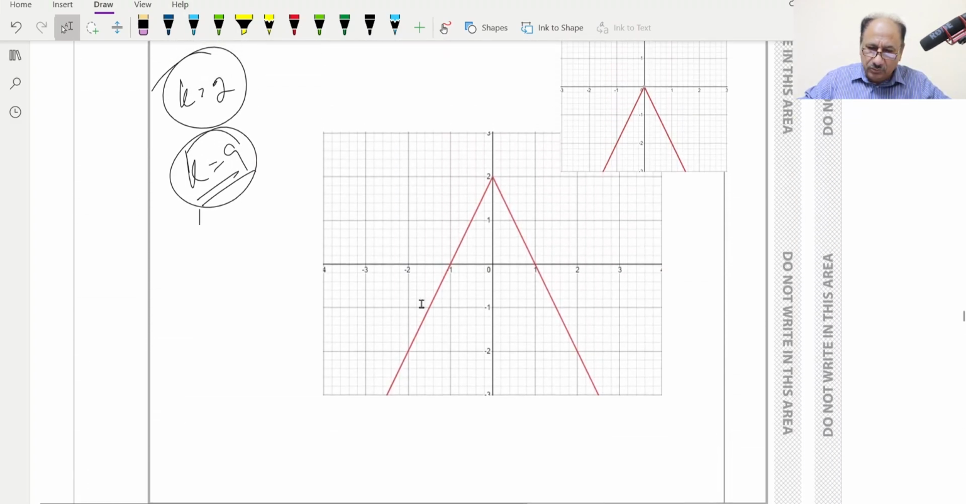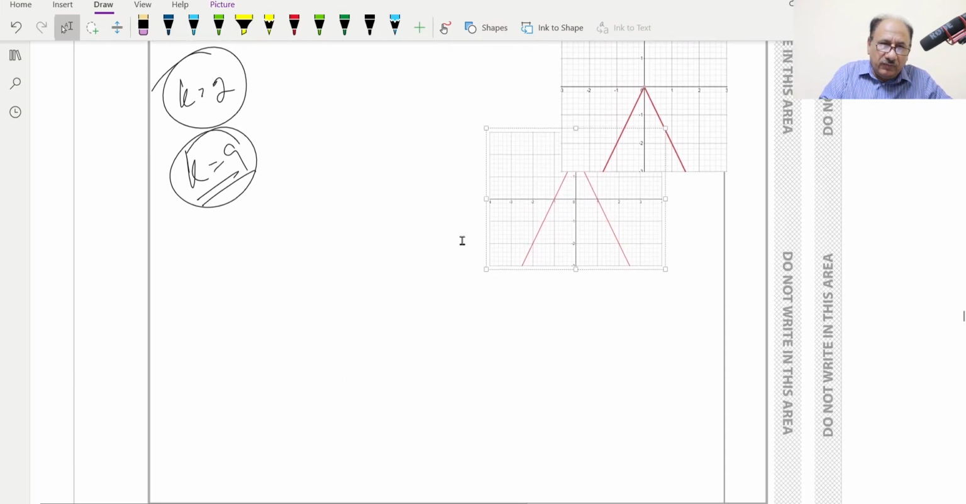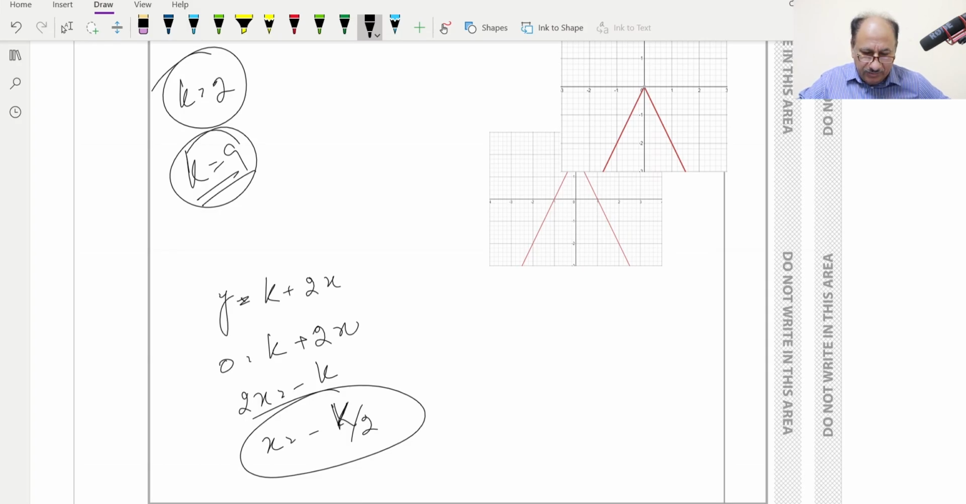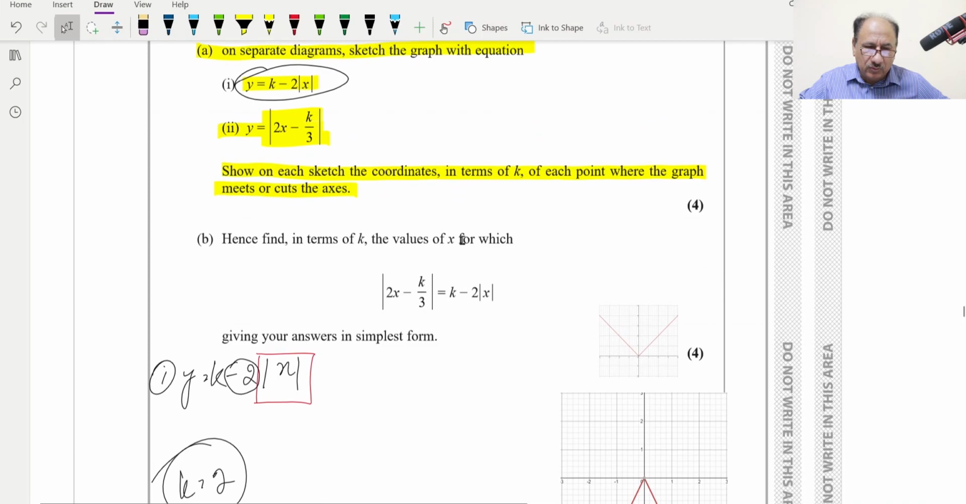Okay, so what I will do, I will reduce the page and I will solve here. So y is equal to k plus 2x, and y is equal to 0. For y equal to 0, k plus 2x is 0. So 2x will be equal to minus k, and x will be equal to minus k over 2. So x will be equal to minus k by 2. This will be the relation which we have to show for this one.